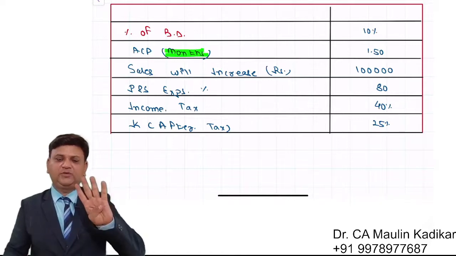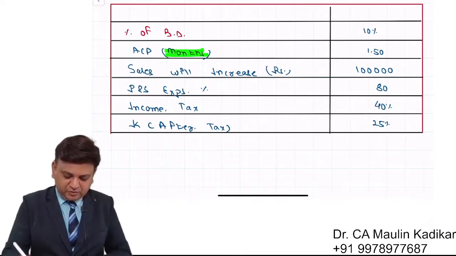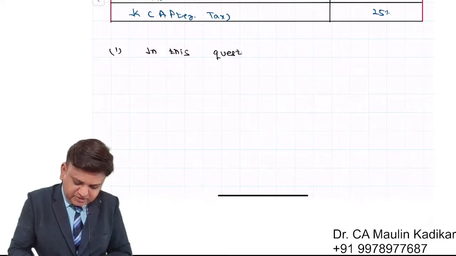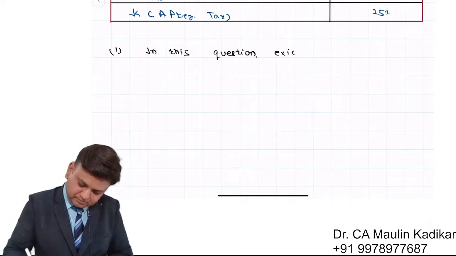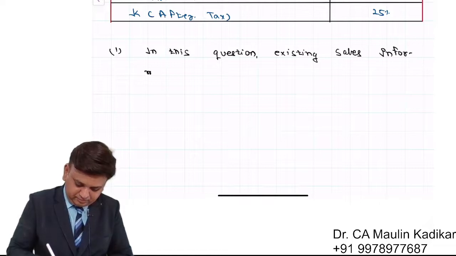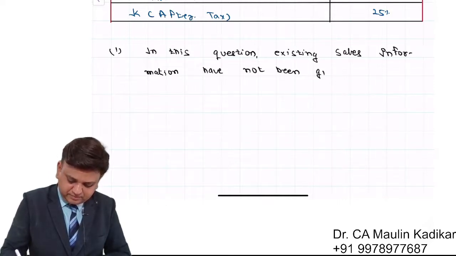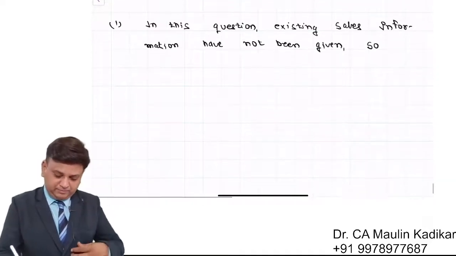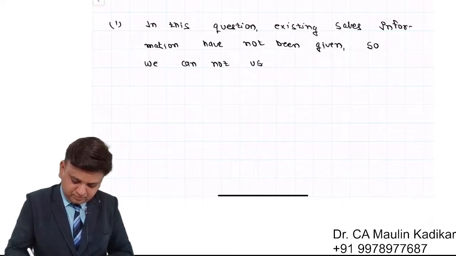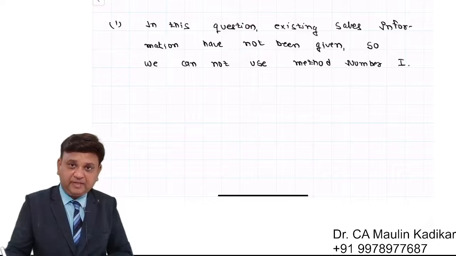So usually in case of incremental approach, we have 4 steps, but over here, the first and second steps can be combined into the total cost. I request all of you to write down the answer. First point. In this question, existing sales information has not been given, so we cannot use method number 1.